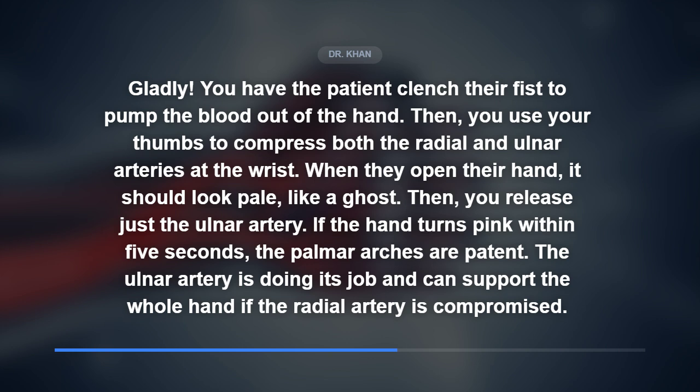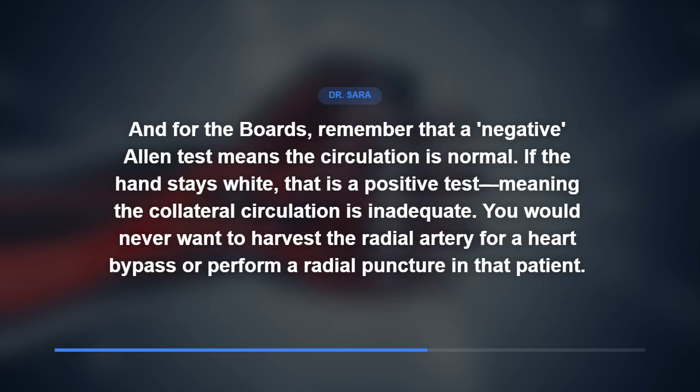Gladly. You have the patient clench their fist to pump the blood out of the hand. Then you use your thumbs to compress both the radial and ulnar arteries at the wrist. When they open their hand, it should look pale, like a ghost. Then you release just the ulnar artery. If the hand turns pink within 5 seconds, the palmar arches are patent. The ulnar artery is doing its job and can support the whole hand if the radial artery is compromised.